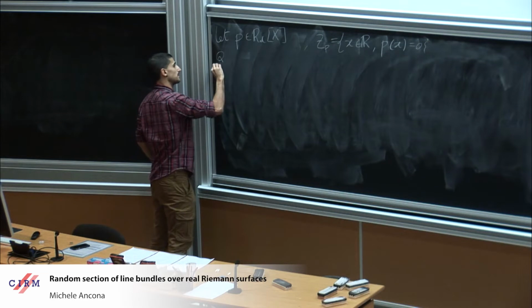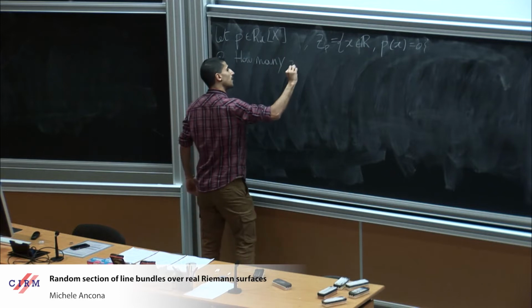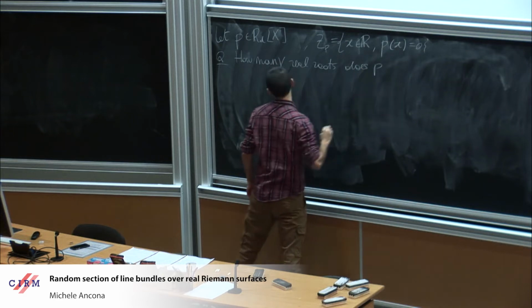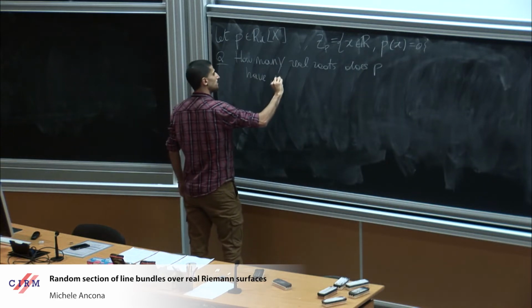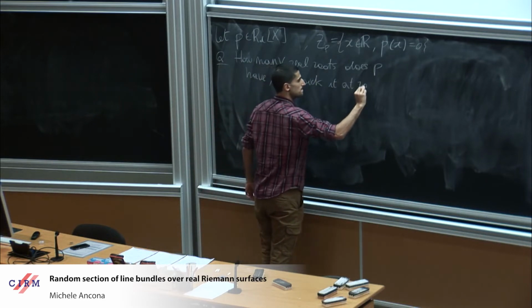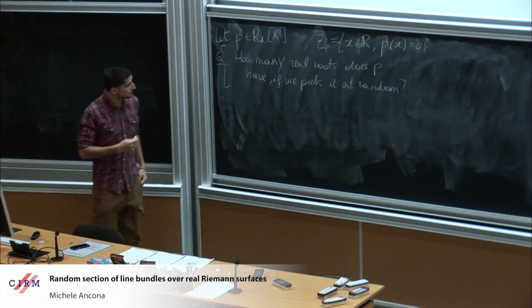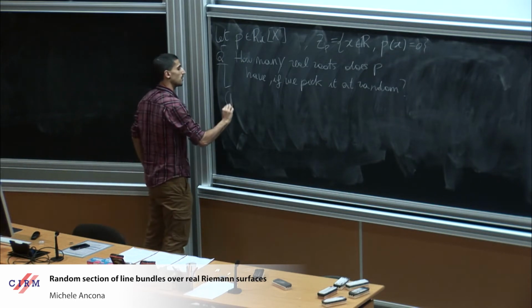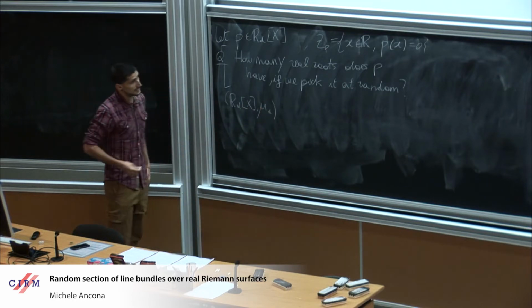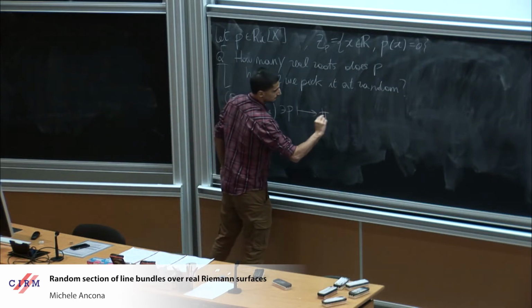So a natural question is the following one. How many real roots does P have if we pick it at random? So it means that we consider the space of real polynomials equipped with some probability measure. And we study the random variable which assigns to every polynomial the number of real roots.